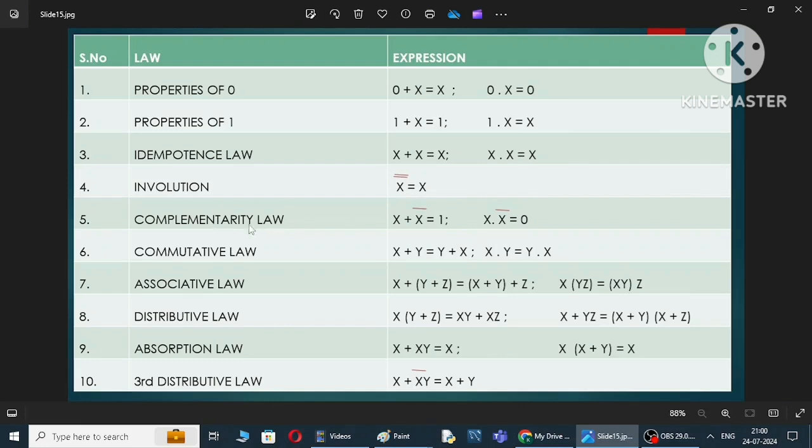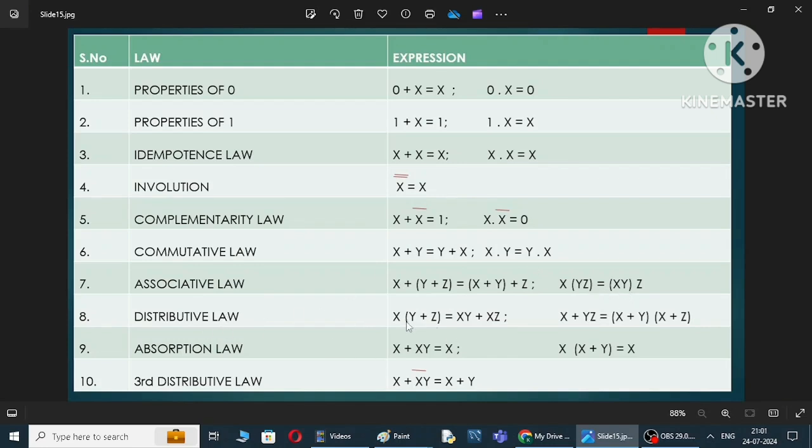Law of complementarity. This is an important law. X plus x bar is equal to 1. A variable plus its complement is 1. A variable multiplied by its complement is 0. Right? Commutative law, associative law, you are very much familiar. So x plus y is y plus x, x dot y is y dot x. Associative law, x plus y plus z is x plus y plus z. Same thing applies for multiplication.